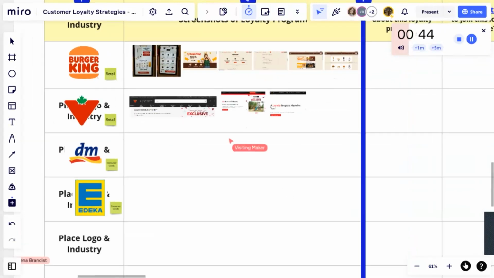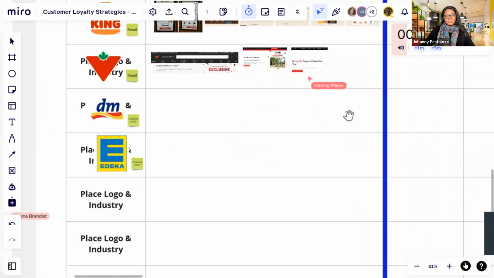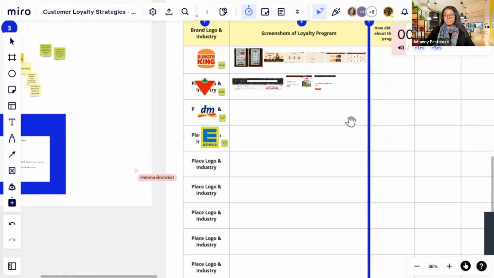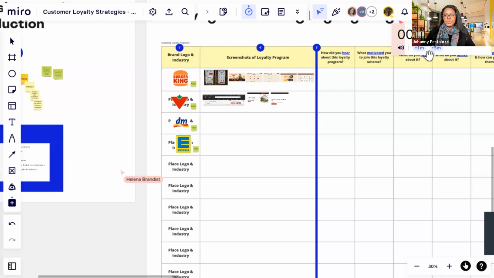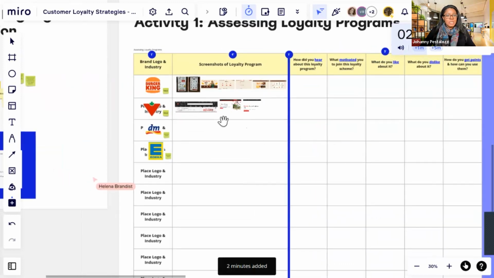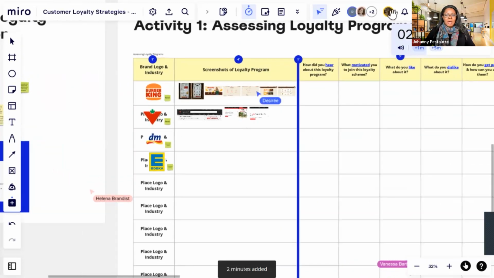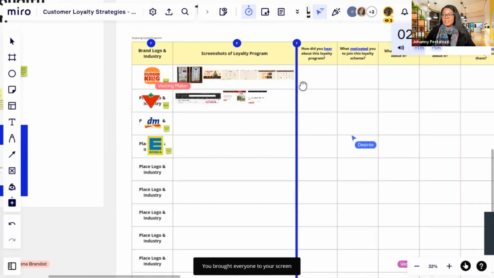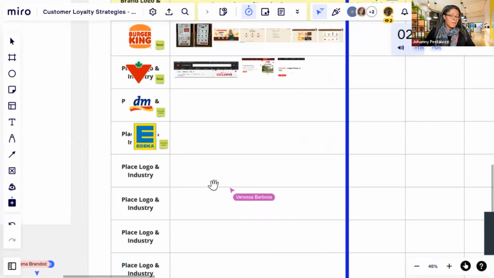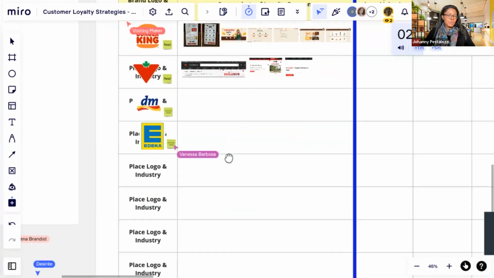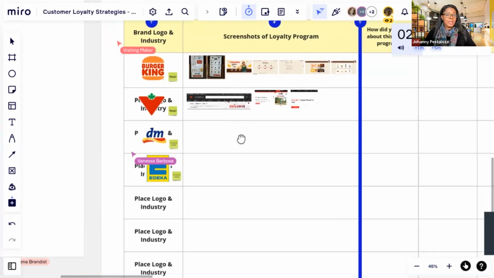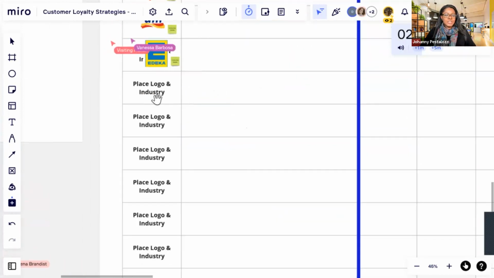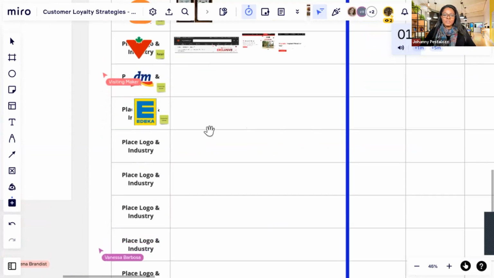I see more people adding, which is quite cool. For those who just joined, I'm thinking about adding around 2 more minutes to this section. Please join the board and find us in this table where we are assessing loyalty programs. The idea is that you find a logo of a brand where you regularly buy or shop, and then some screenshots of the website, specifically of the section with the loyalty program. So you can just find the section here on the table and place the logo and the screenshots of the website.